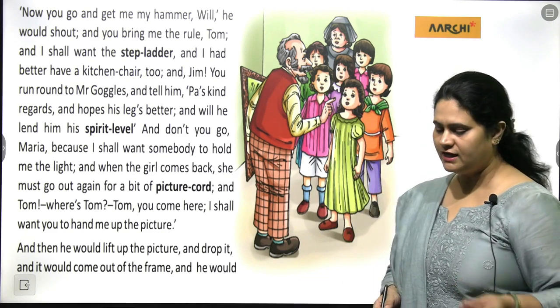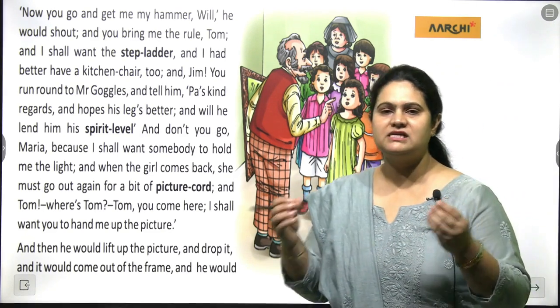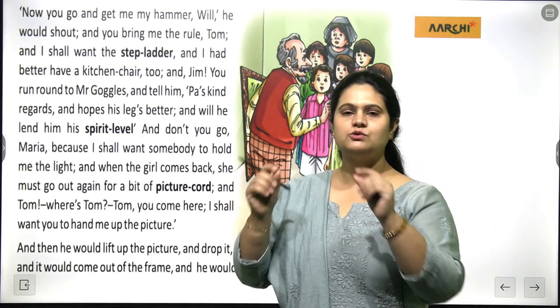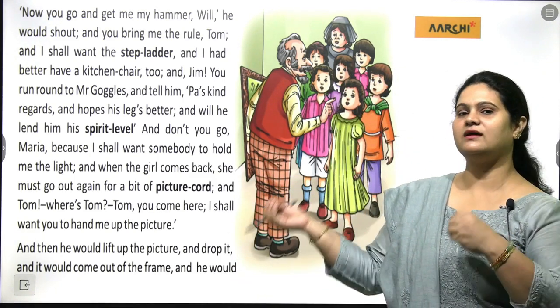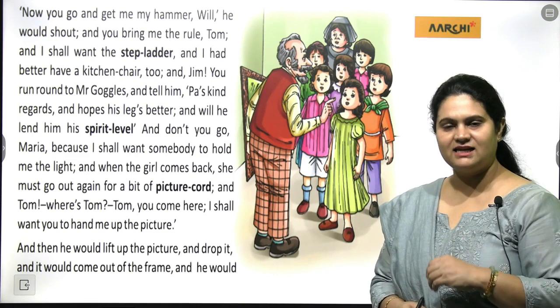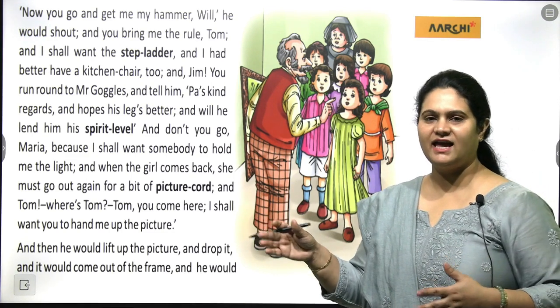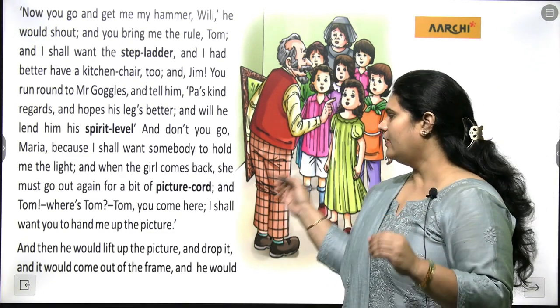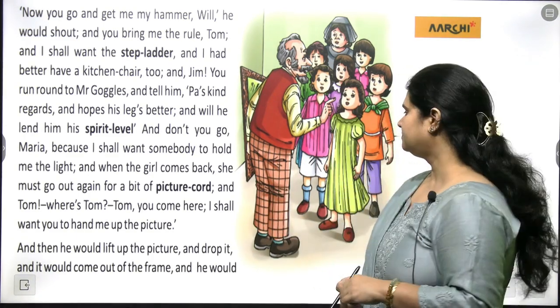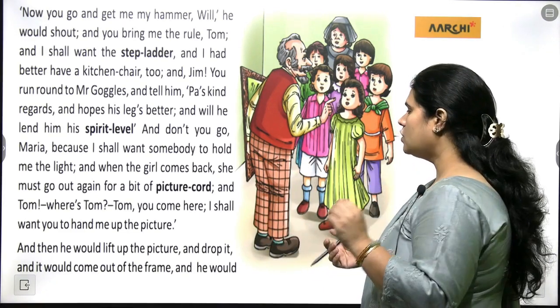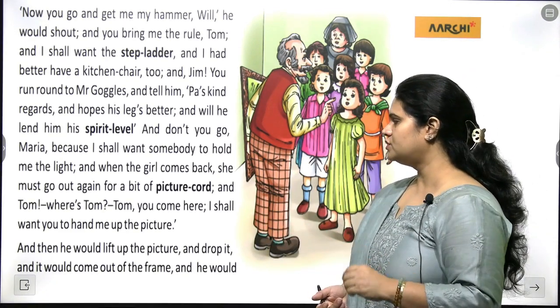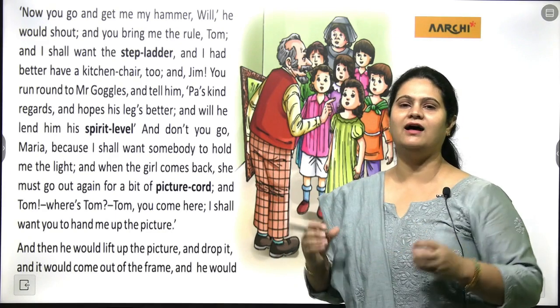What is a picture cord? It is a flexible material, children, that is used to hang the pictures on the wall. So now he says when the girl comes back after getting the nails, she must go out again and get me a bit of picture cord. And Tom, where is Tom? Now again he is looking for Tom. Tom, you come here. I shall want you to hang me up the picture.